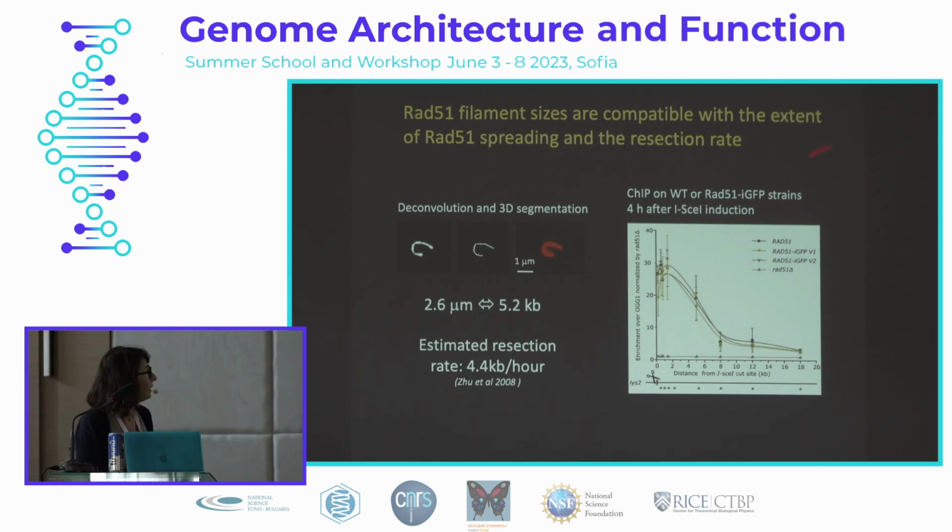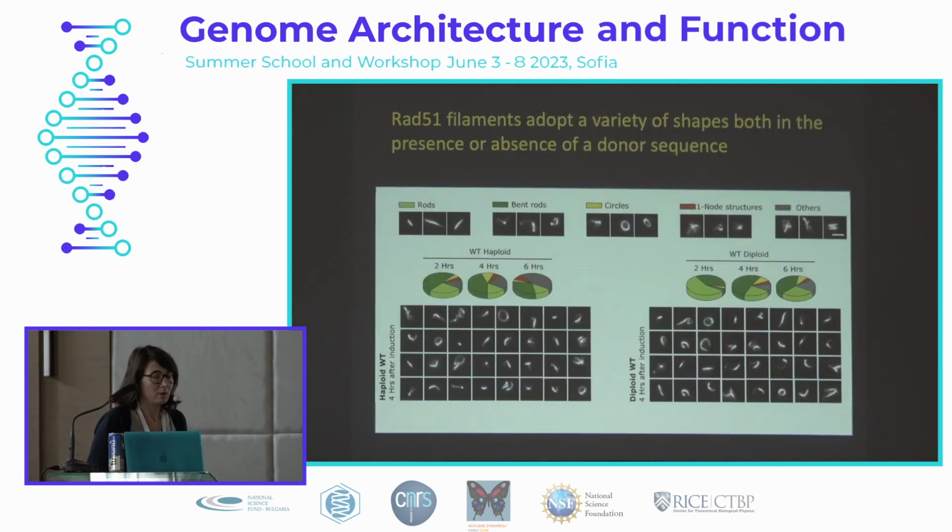And we could also compare this with chromatin IP against RAD51, and you can see that this is cheap according to the distance to the double-strand break. And you can see that even this very long filament, that is 2.6 micrometer, which corresponds to 5.2 kb, you can see that at 5 kb you have a lot of 51 signal. So it makes sense, actually. It corresponds to the coverage of 51 along the DNA.